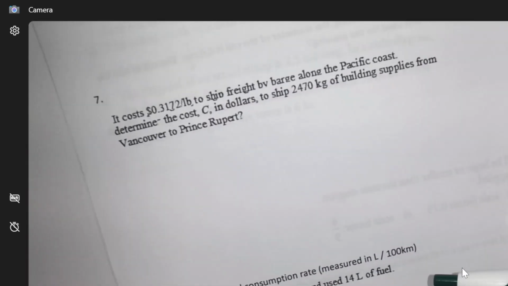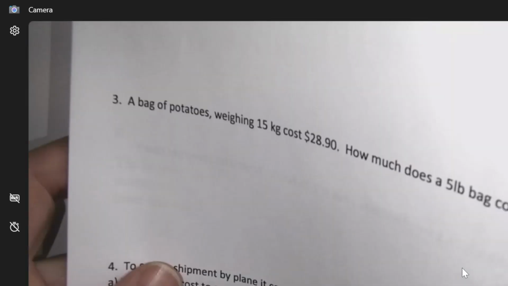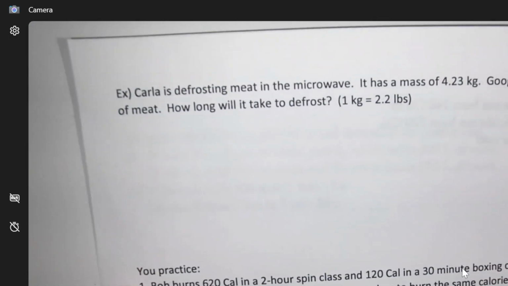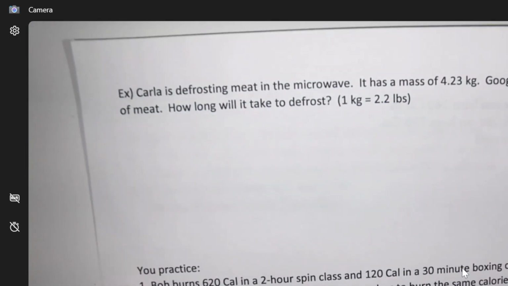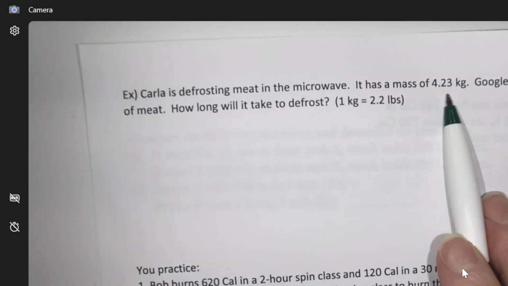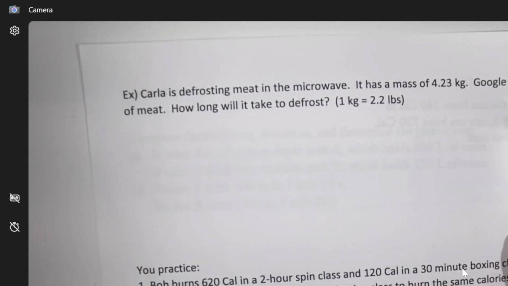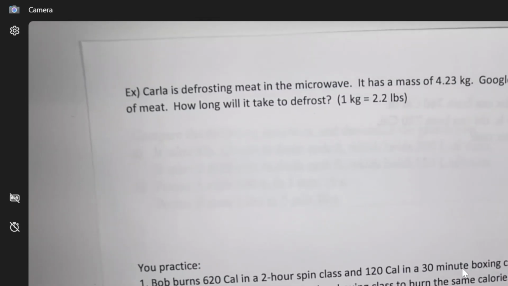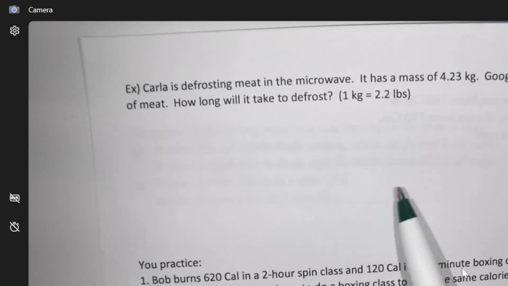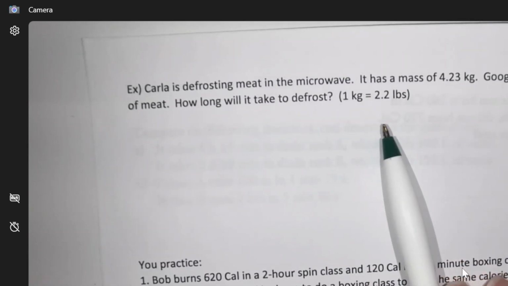Okay, last one of the day. Carla is defrosting meat in the microwave, and it's given as a mass in kilograms. And then she Googled, and it says it takes 20 minutes to defrost 3 pounds of meat. So how long will it take her to defrost?